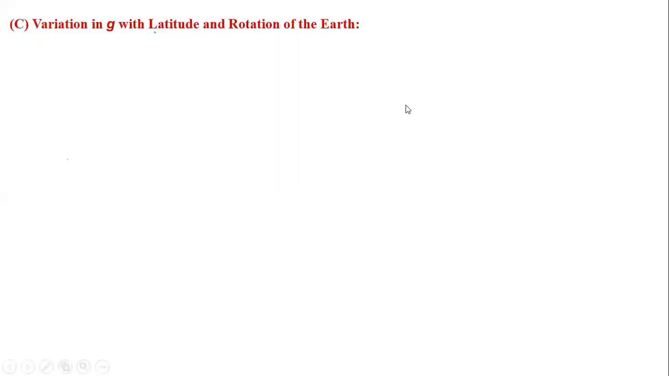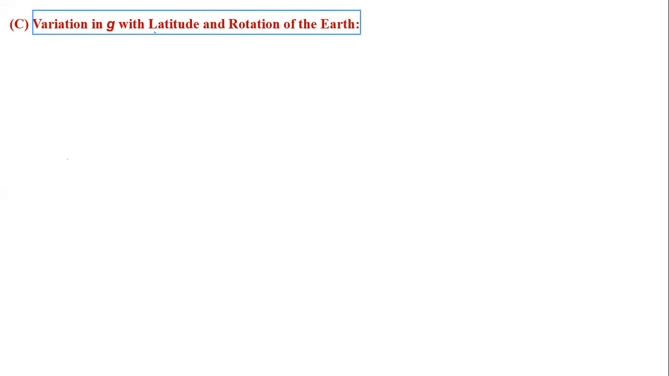The third point of discussion is variation of acceleration due to gravity with latitude. In that we can consider two cases. Case number one is by considering rotation of earth, and case number two is by considering shape of earth. By considering both the cases we get the same conclusion. But here we first obtain it by considering rotation of earth.